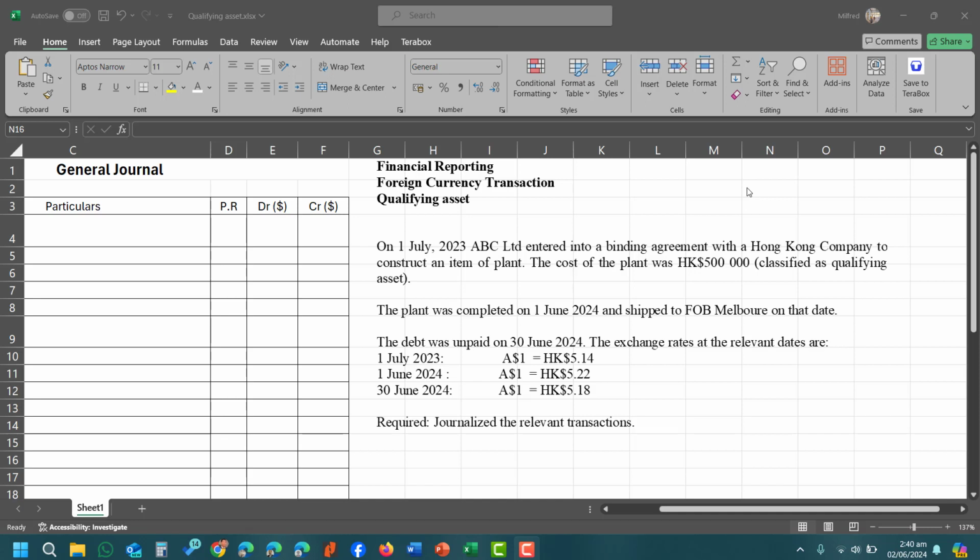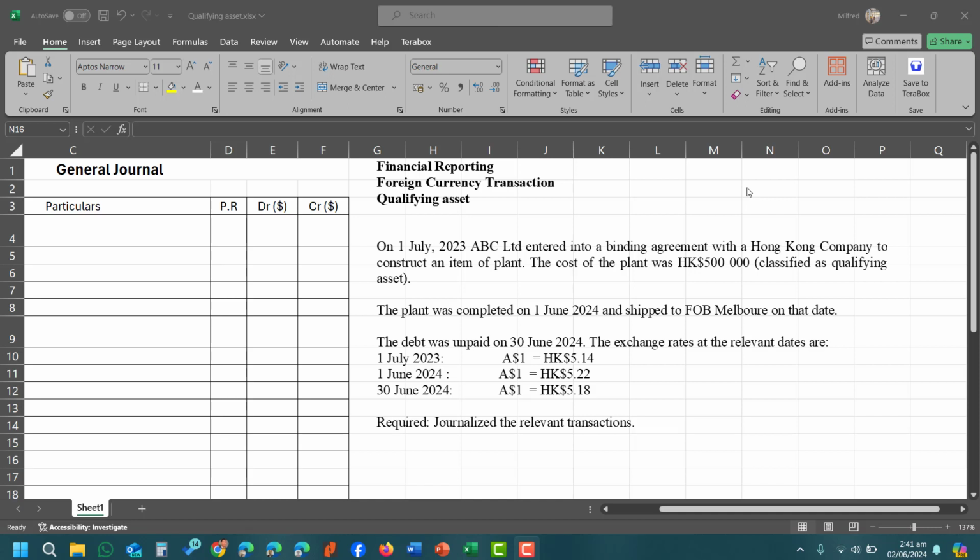But as a rule of thumb, the significant time definition on a qualifying asset says 12 months. Okay, but for the discussion purposes, we will just consider this as a qualifying asset. A qualifying asset, by the way, requires an asset to be constructed over a period of time.